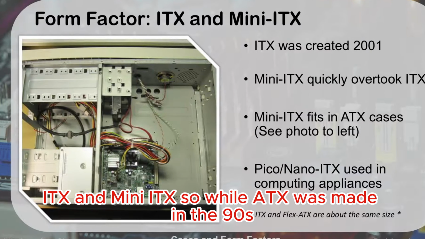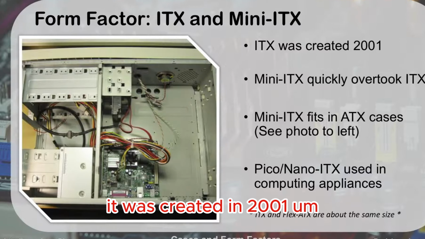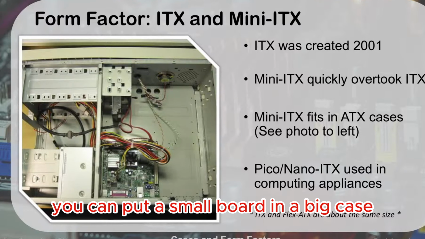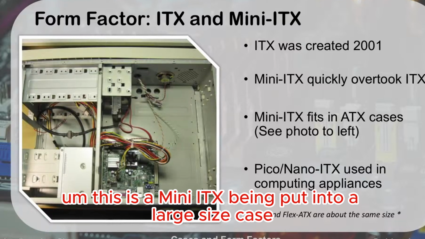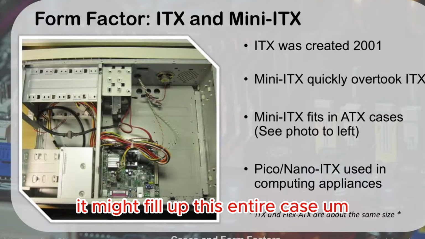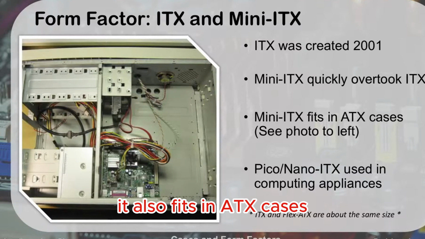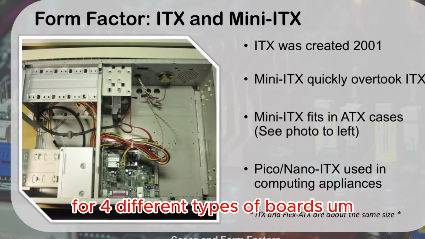ITX and mini ITX. So, while ATX was made in the 90s, ITX and mini ITX were made in the 2000s. It was created in 2001. Mini ATX took over ITX. And remember I said you could put a small board in a big case. Here's an example of that, right? This is a mini ITX being put into a large size case. Whereas if you had an ITX, it might fill up this entire case. The nice thing about mini ITX was it also fits in ATX cases. So the same case can now be used for 4 different types of boards.